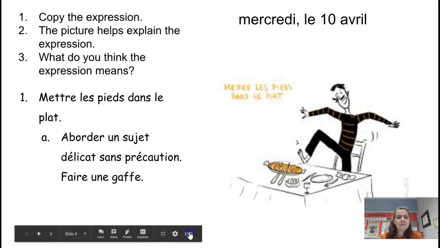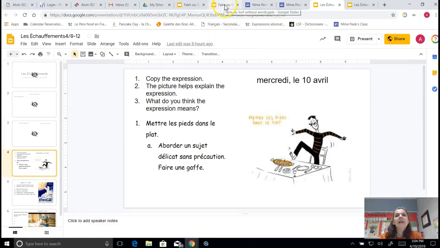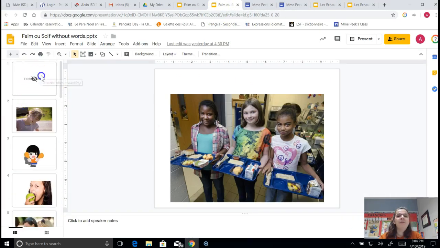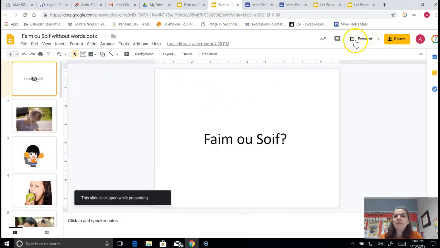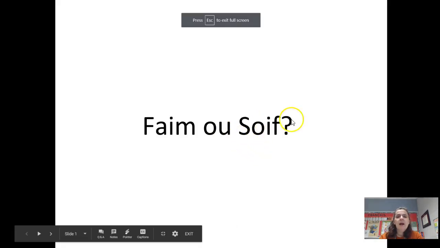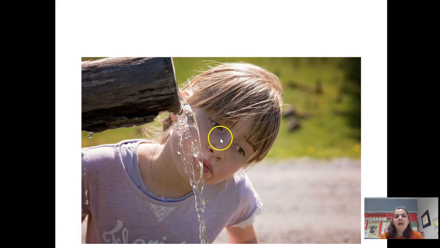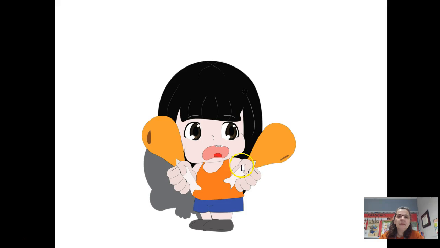So we did that. And then we learned the difference between faim and soif. First we looked at a picture and asked, faim ou soif? We determined this was soif. Faim ou soif? Faim.